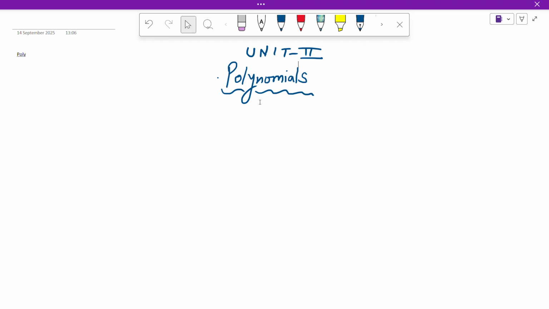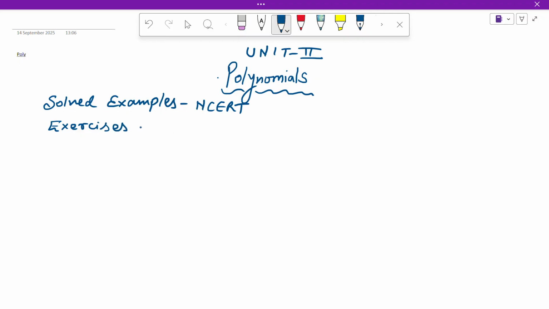So what we are going to cover in this entire segment of tutorials is that first of all, we are going to cover the entire explanation of the chapter, and after that we will go for the solved examples from the NCERT textbook, and after that we will get into the detailed explanation of exercises, which consist of unsolved examples, that too from the NCERT textbook only. Okay, so without further ado, let us start the chapter itself.